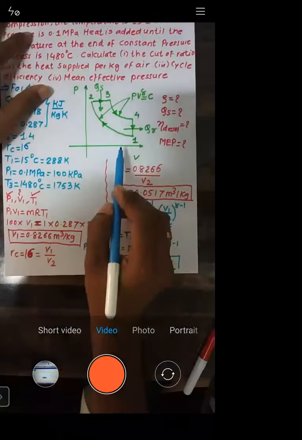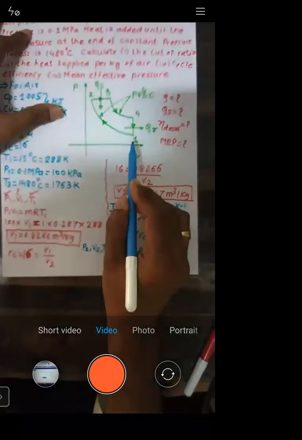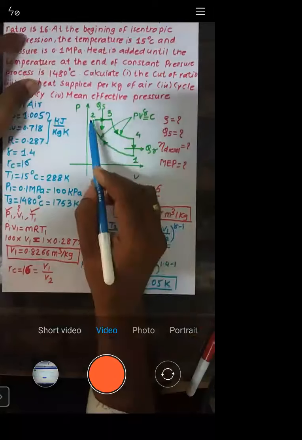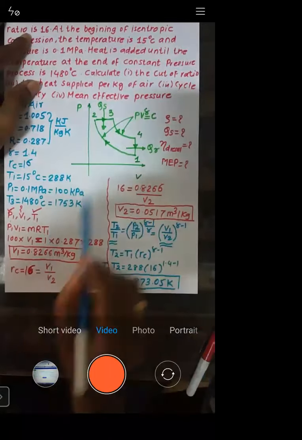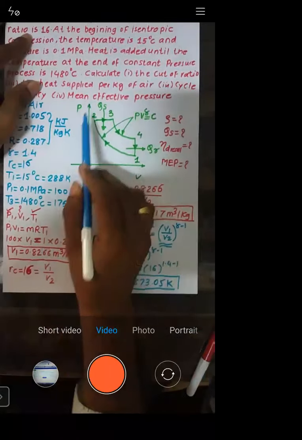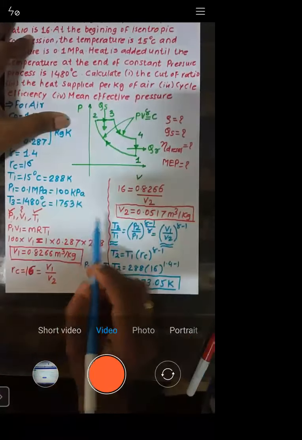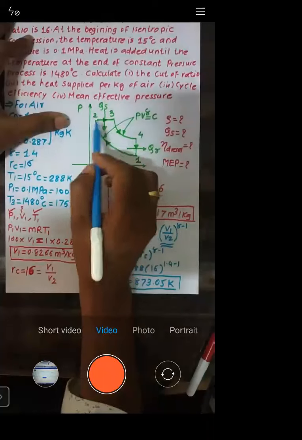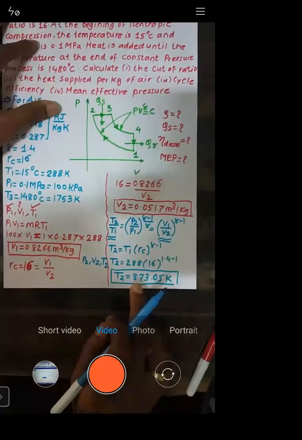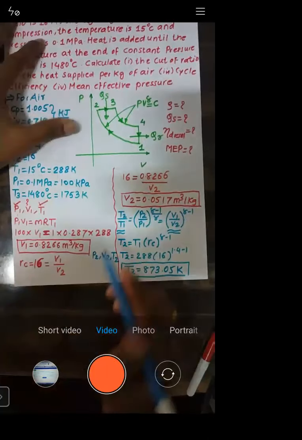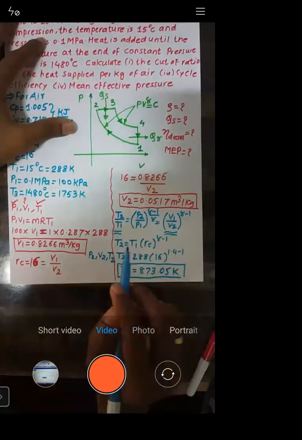Now see, all of you, when the fluid gets compressed from 1 to 2, what happens? Obviously, temperature will increase. So obviously T2 is greater than T1. When we compress from state 1 to state 2, T1 will increase to T2. So you will get the value of T2 which is greater than T1. Right? So now we got T2.